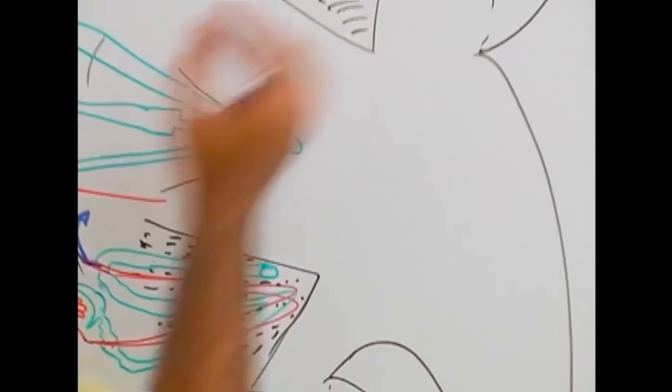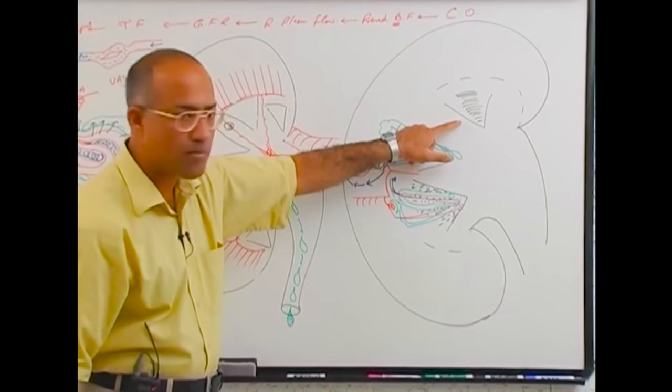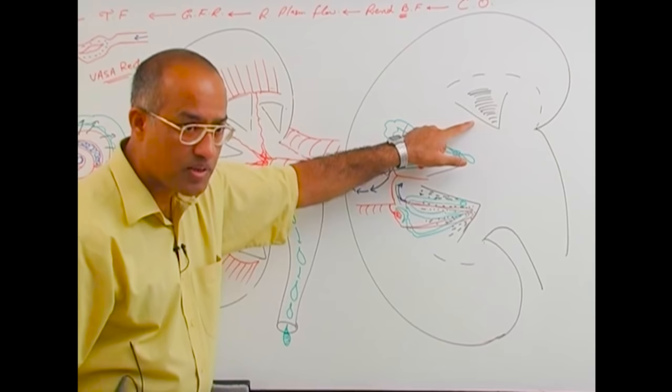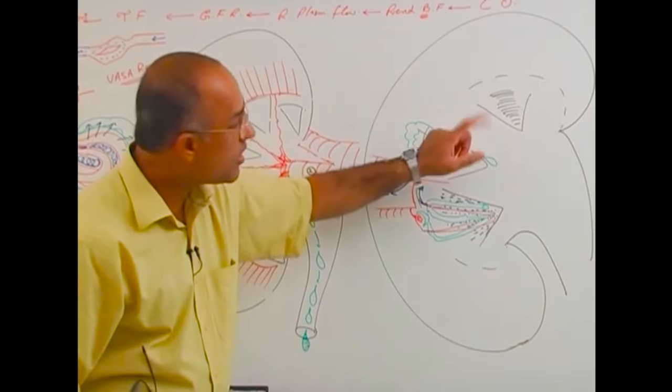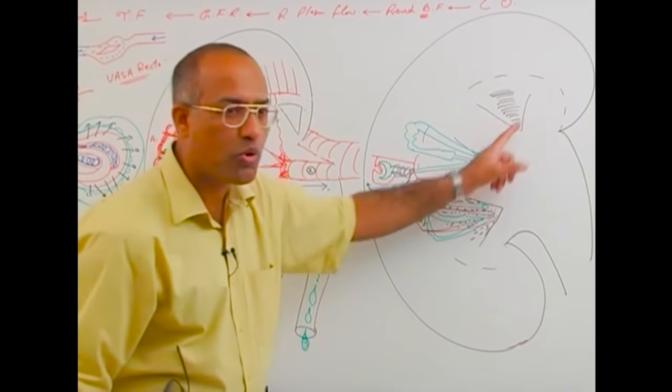Now we say there is medullary interstitial hyperosmolality. Later on I will tell you what is the purpose of this. But this hyperosmolality is created with use of a lot of energy, and it helps in concentration of urine, right? Now, because we have concentrated lot of solutes into medulla, body does not want that these solutes should be washed away. Should they be washed away?